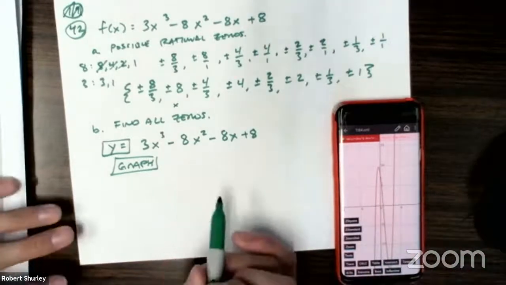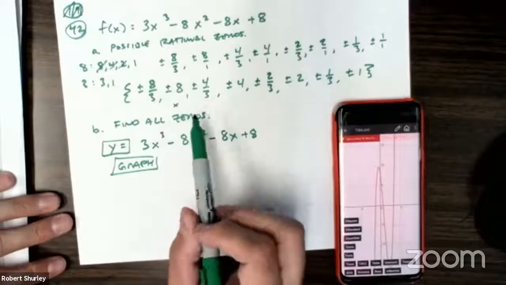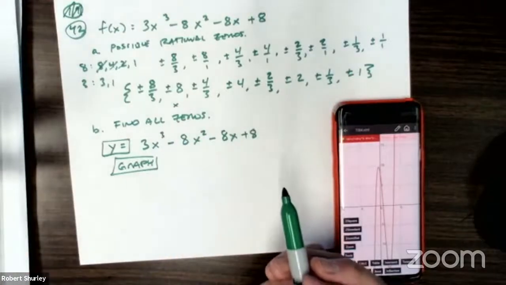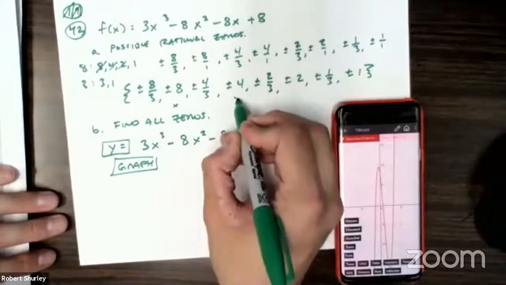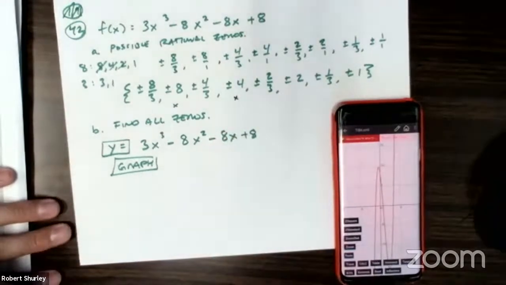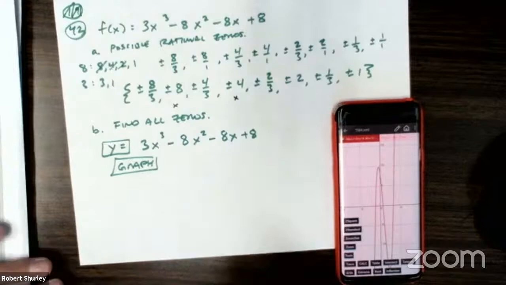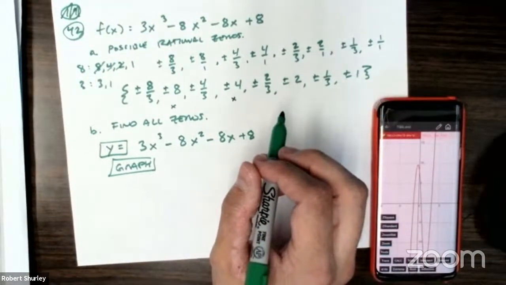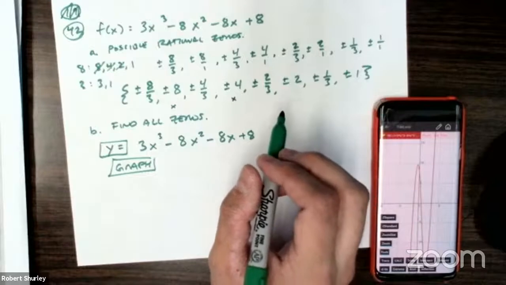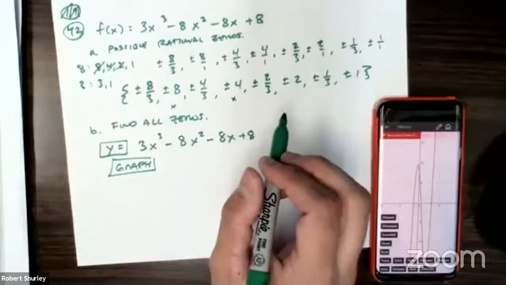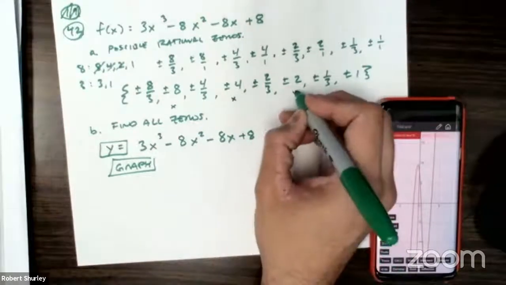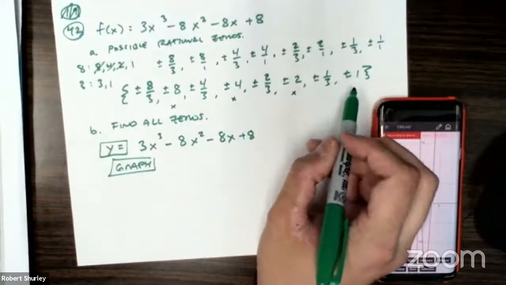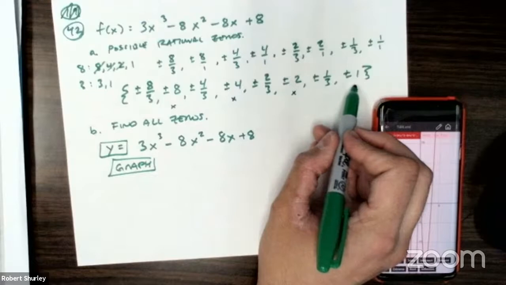Anyway, but let's just kind of narrow it down. Okay, does it go through 4 or -4? No, I don't think so. No, I don't think so either. Does it go through 2 or -2? No. Is it a maybe? No, I don't think so. Okay. What about 1 or -1? It looks like it goes through -1.